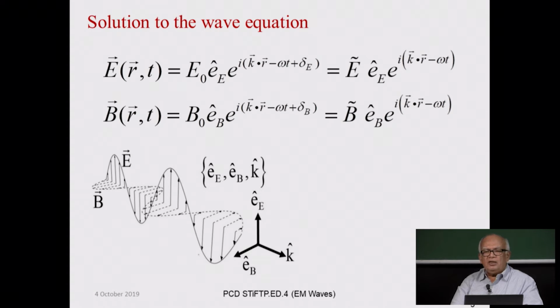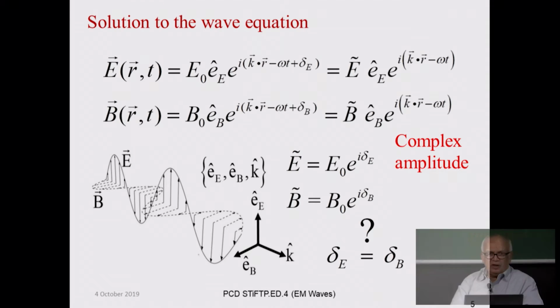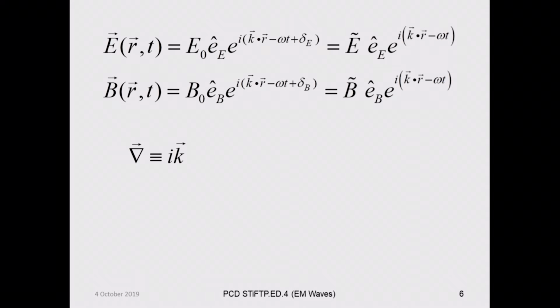So the e to the i delta E, I absorb along with E0 and write it as E tilde. So E tilde contains the delta E. Likewise, the B tilde contains the delta B. Okay? So we have rewritten this in terms of complex amplitudes E tilde and B tilde. Okay? And we are now asking if delta E and delta B are equal. We have still not answered that.